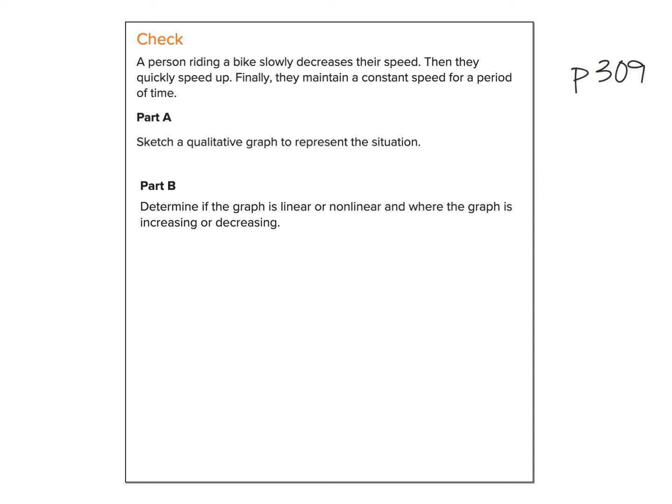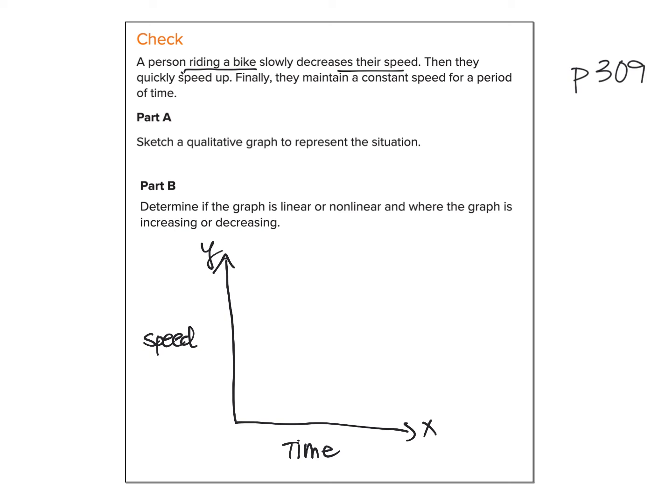All right, let's do the check on page 309. I want you guys to try this one and then push play when you're ready to watch it. All right, so the first thing you need to do is draw and label your axis. So a person is riding their bike, and it's working with their speed. So this would have to be time as time goes by, and over here would need to be their speed. So you always have to have those labels. This is the X, this is the Y.